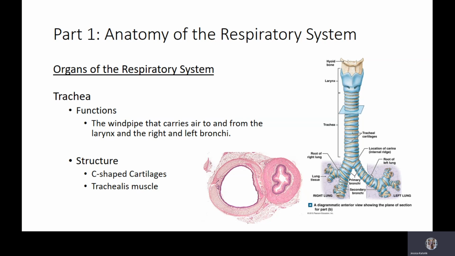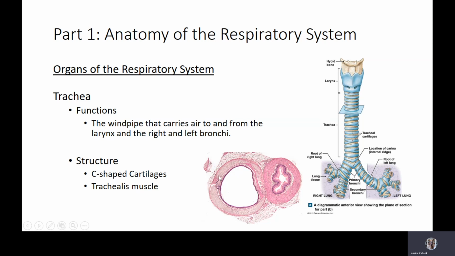The trachea is primarily composed of tracheal cartilages and ligaments connecting those cartilages. These cartilages do not form a full ring, rather they have a C shape to it. So if you see this histology slide, here we have the trachea and here we have the esophagus behind it, and the cartilage forms a C shape.